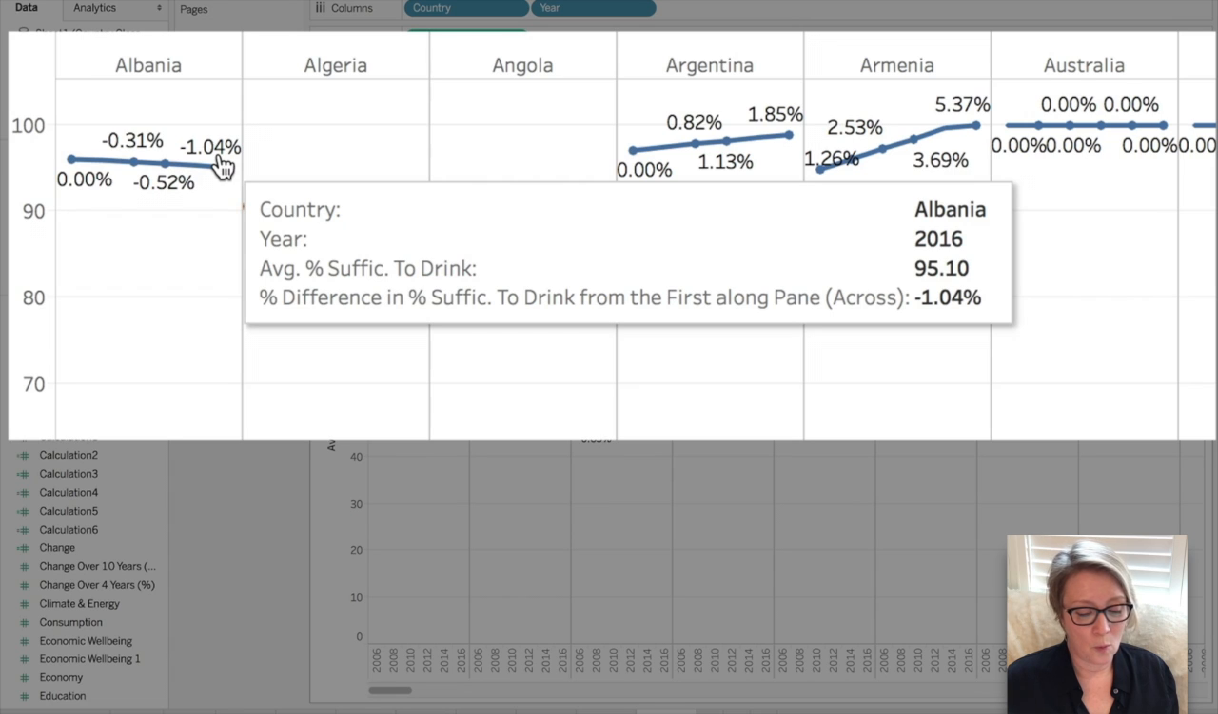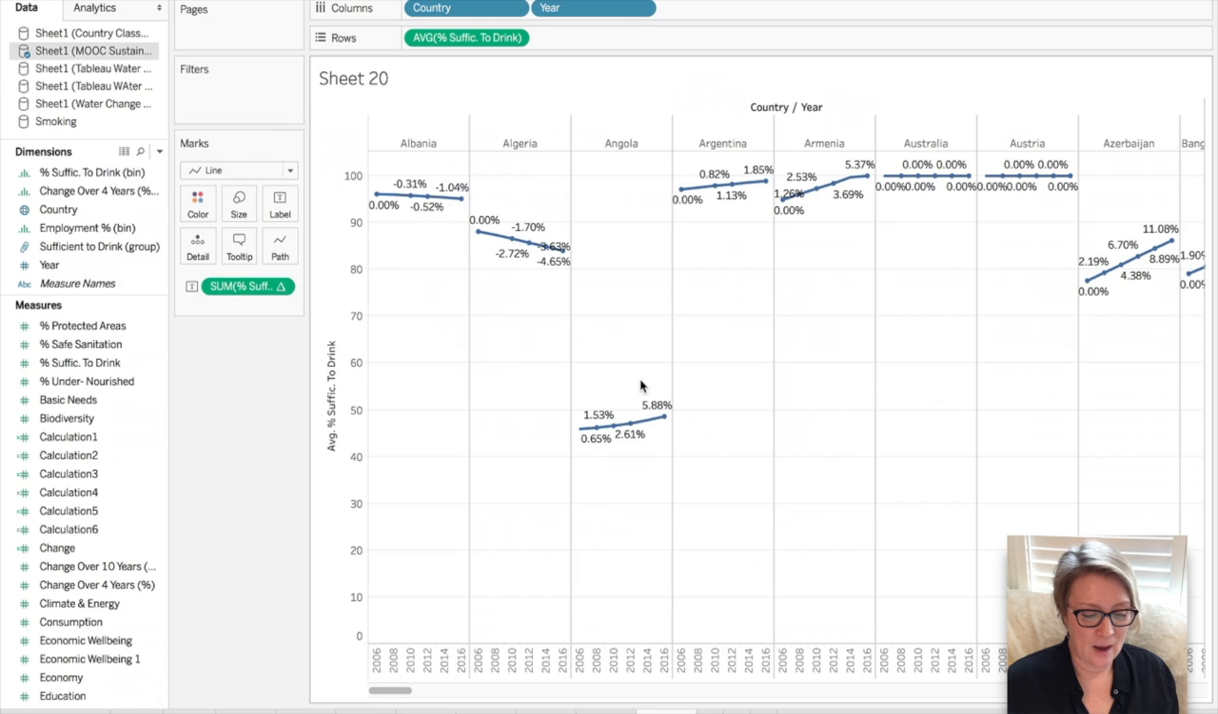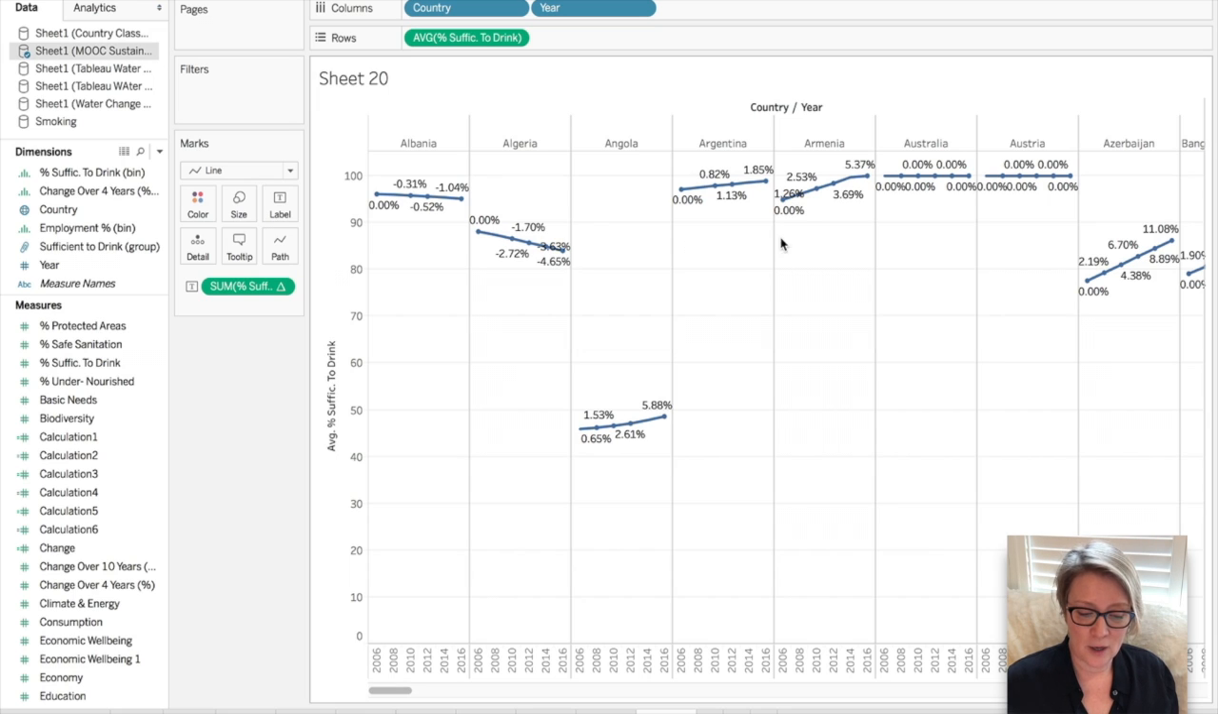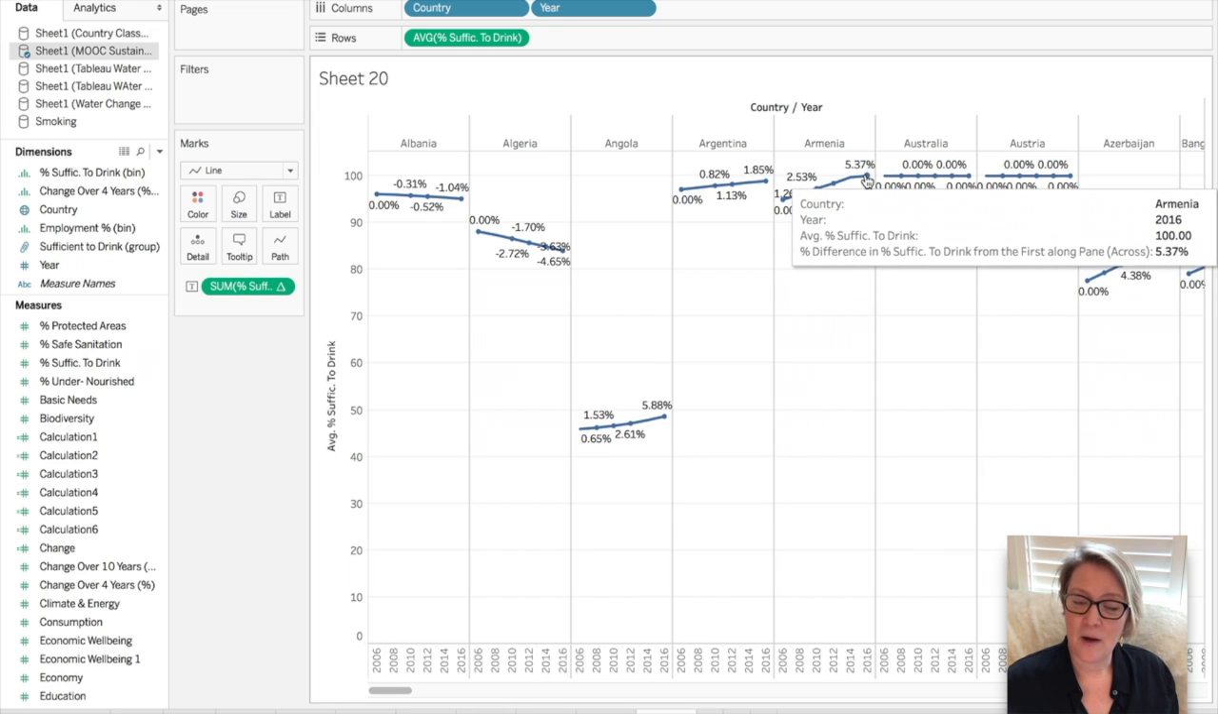So you can see that Albania, instead of a 1 percentage point change, had a 1% change. So that number is very similar. Algeria had a drop of 4.65% between 2006 and 2016 in the percentage of people in their country who can access water. Armenia, however, had a huge increase. Armenia had a 5.37 relative percentage change over time.